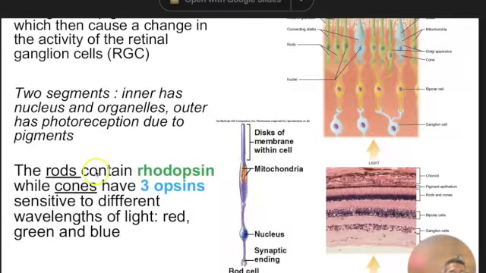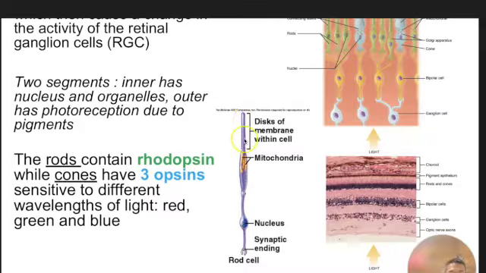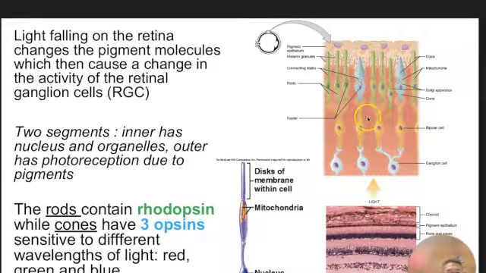Rods, which are what? The photoreceptor for light, contain rhodopsin, while the cones, C for color, have 3 opsins on them, sensitive to different wavelengths: red, green, and blue. Here's a rod cell, that's why they call it a rod, and here are the cones.